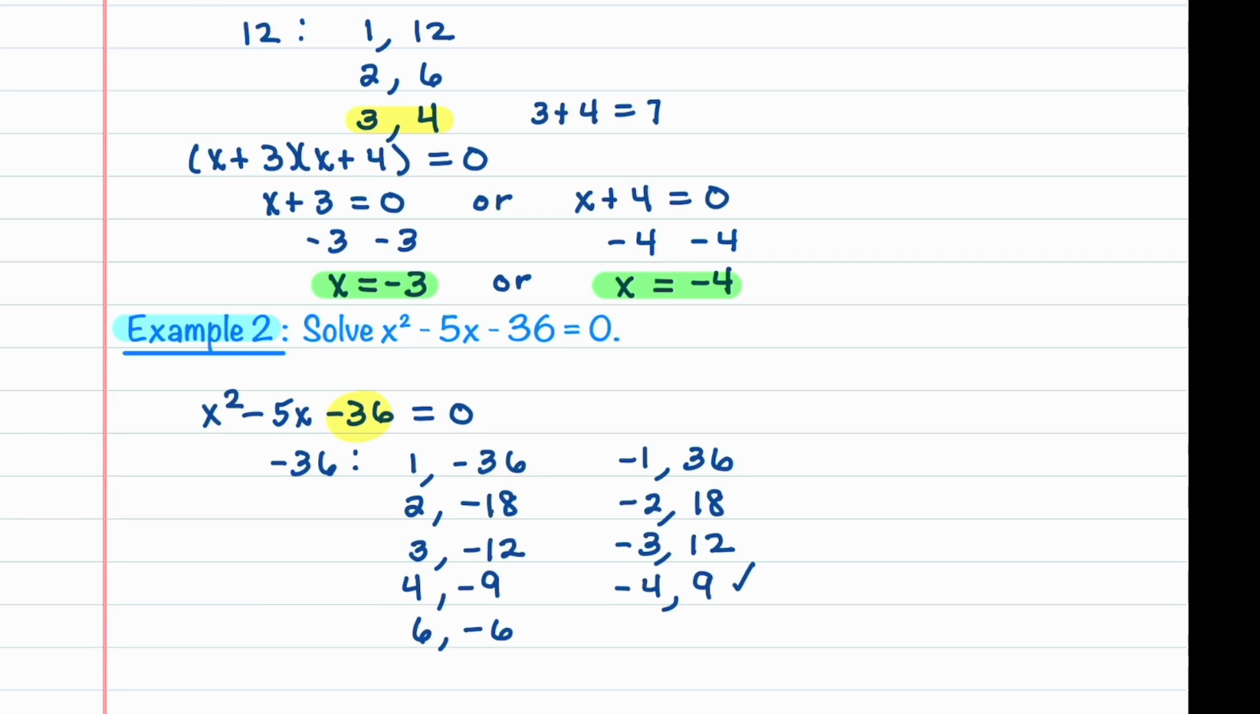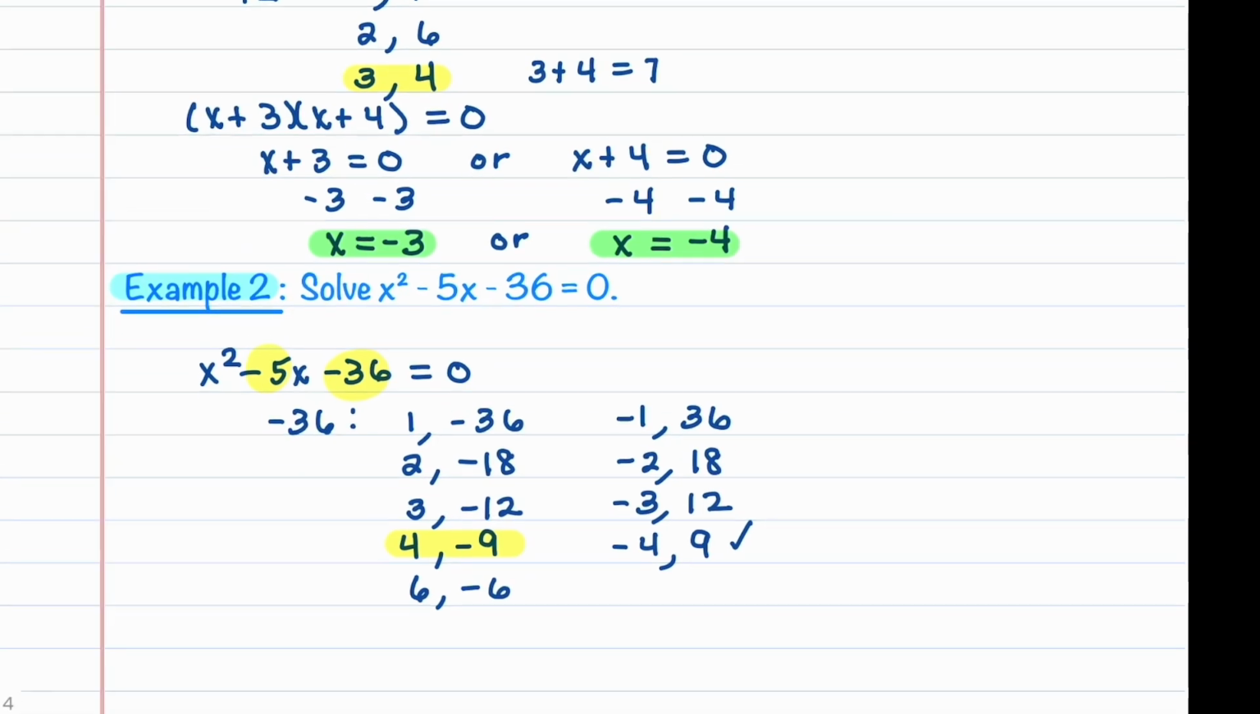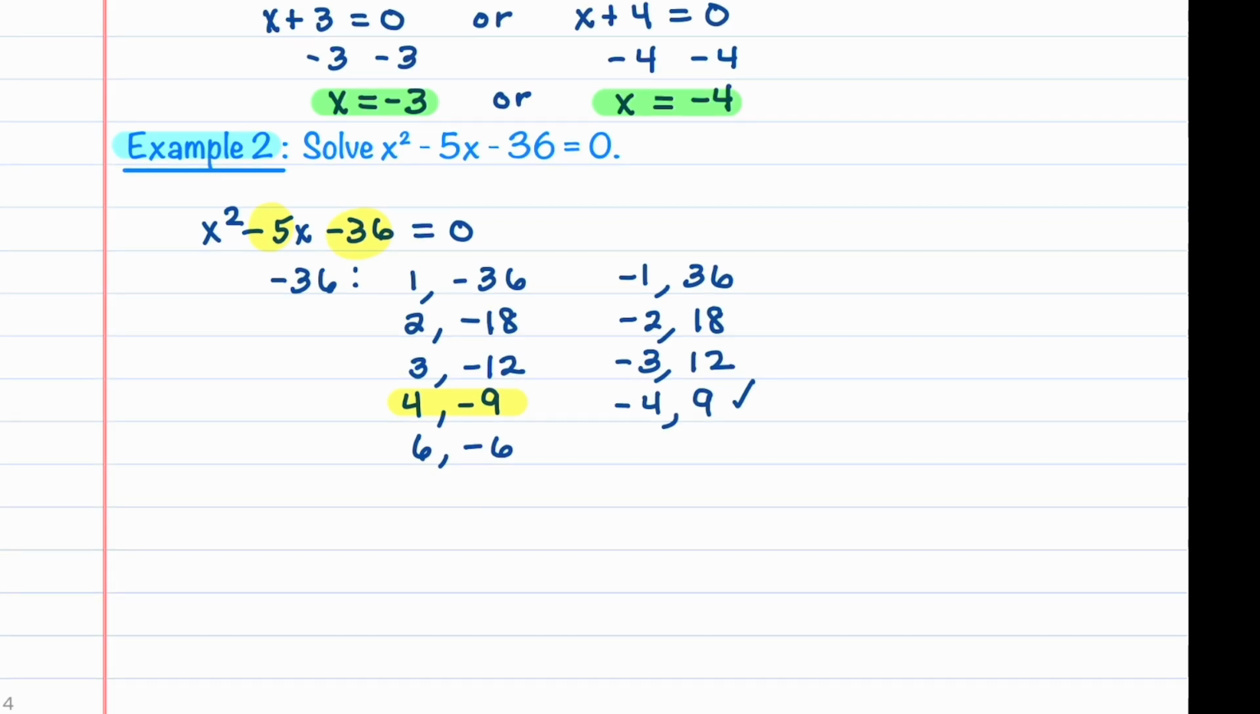Now what we need to do is find two of these numbers that we've already written down that add up to get minus 5. So let's look at this. If we go through these one by one, we get to this one, and those are the two numbers that add up to get minus 5. So those are going to be our factors. And we can now write our equation in factored form as x plus 4 and x minus 9. Set that equal to 0. We end up with x plus 4 is equal to 0, or x minus 9 is equal to 0.